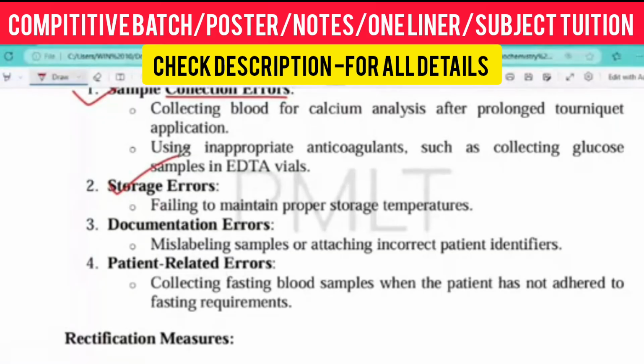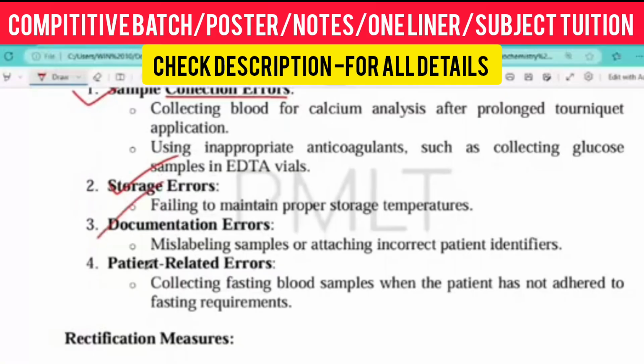Okay, after that, the documentation section. Documentation means labeling. If you are not labeling properly, if you make a mistake in the label section, if you mislabel the sample, if you write another patient's name on another patient's sample, that will be a major error. Okay, that is a documentation error.